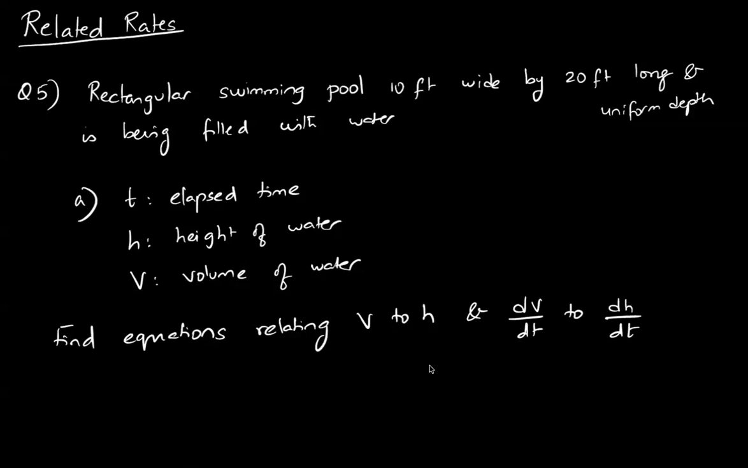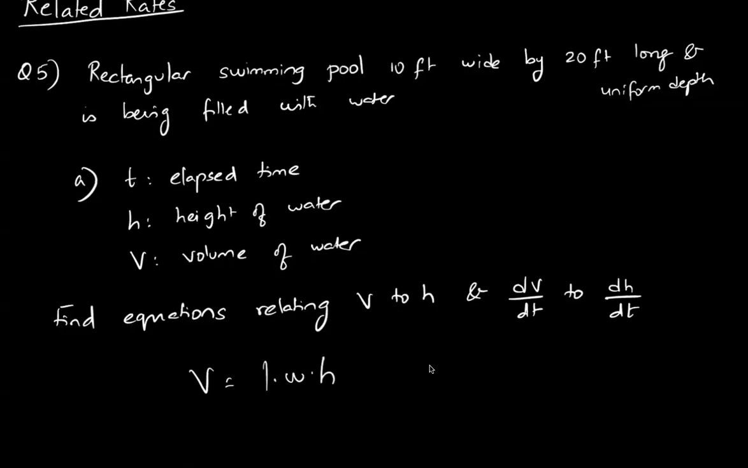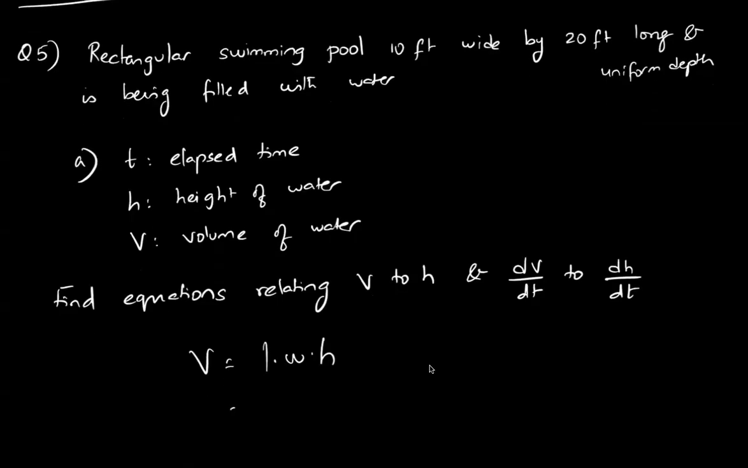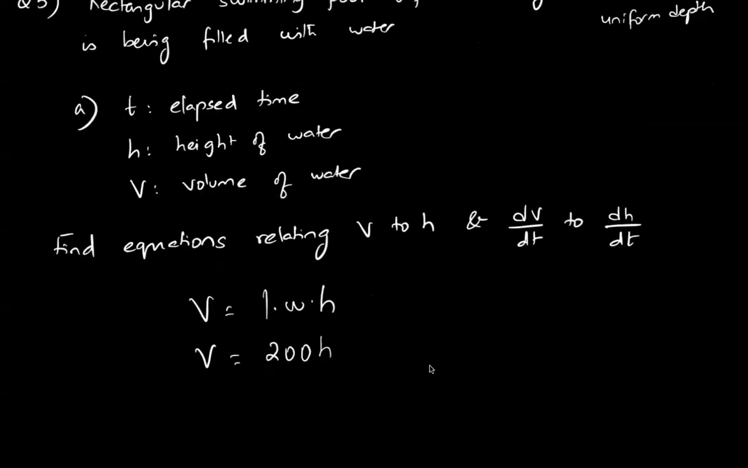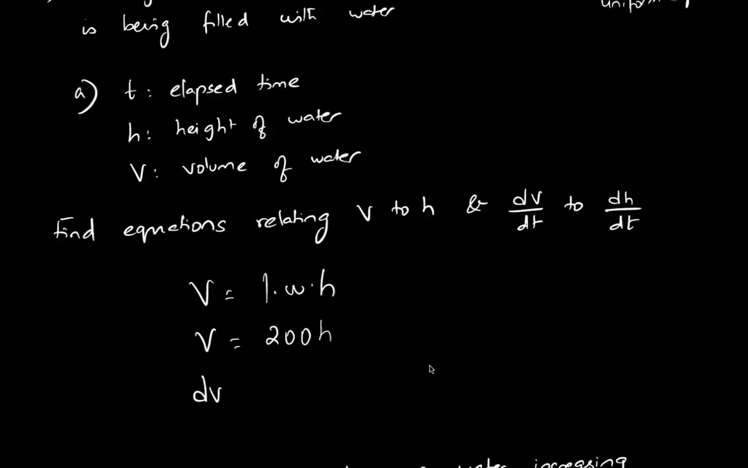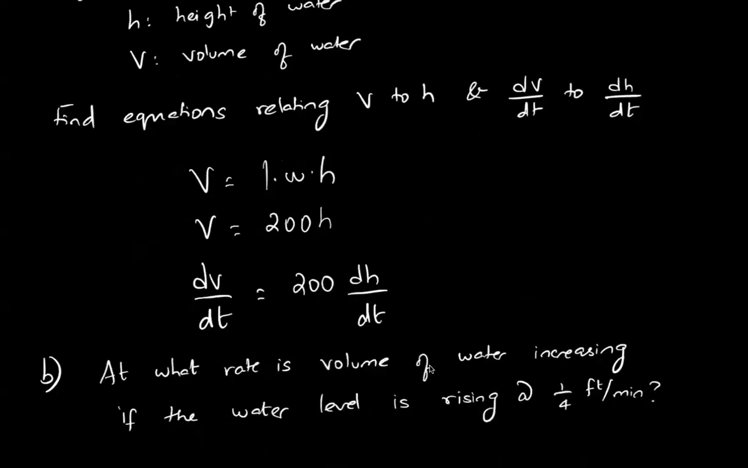Now, since this is a rectangular pool, the volume is given by length times width times height. The length and the width are fixed, right? So those are given by 20 times 10, so 200. H is the only variable in this situation. So then when you take the derivative, your dV/dt, the derivative of V with respect to time, is nothing but 200 times dH/dt. Okay, so this is the relationship.